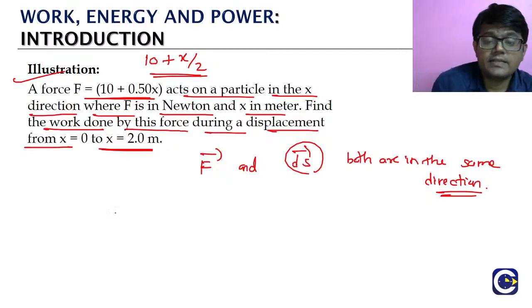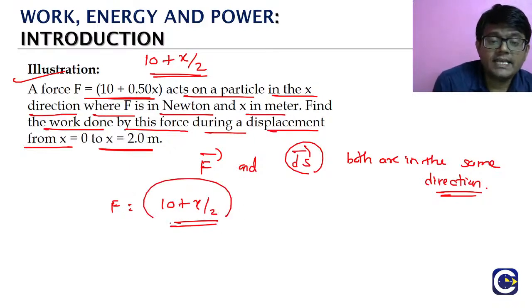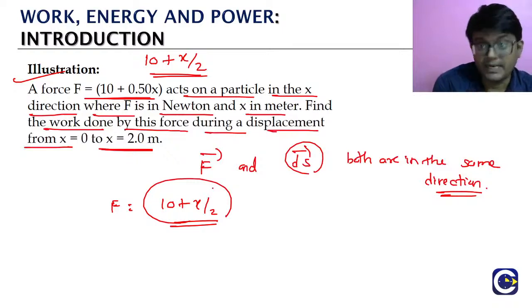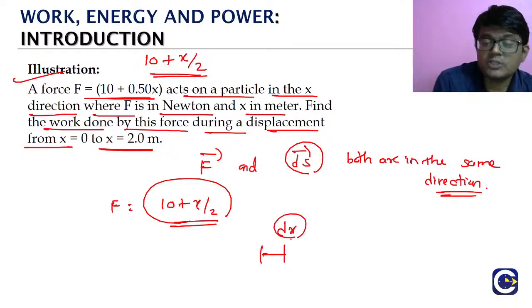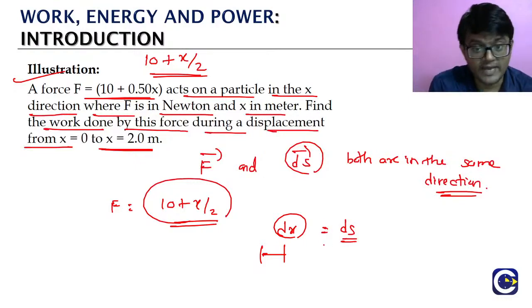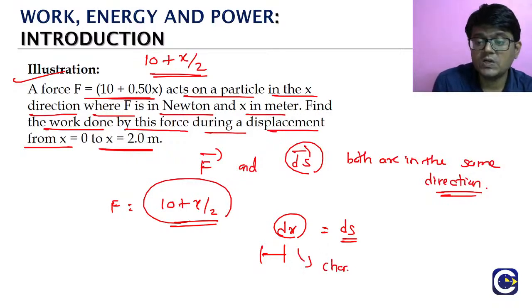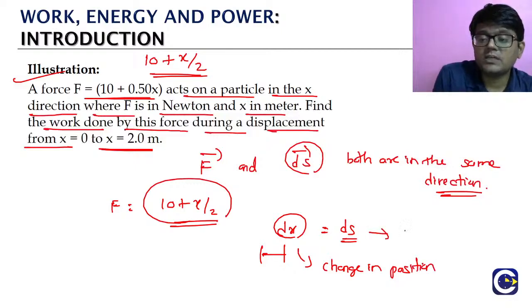Look at this. What is the force function? Force is given as 10 plus x by 2. Here x represents the position of the particle. When the position is changing, the change in position will be dx. This represents the small displacement value. So the change in position represents the differential displacement value.